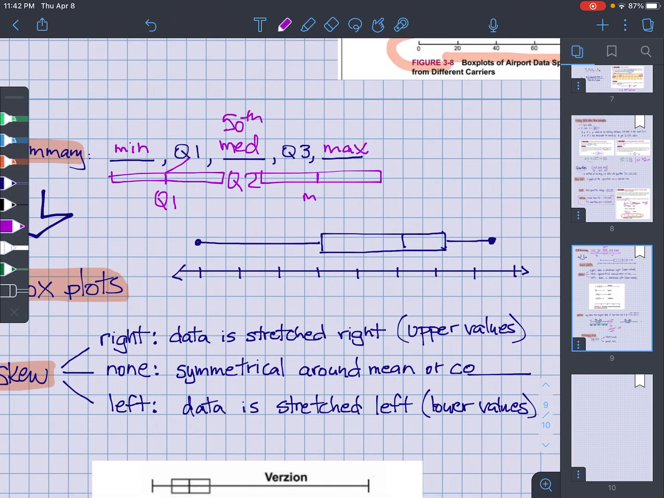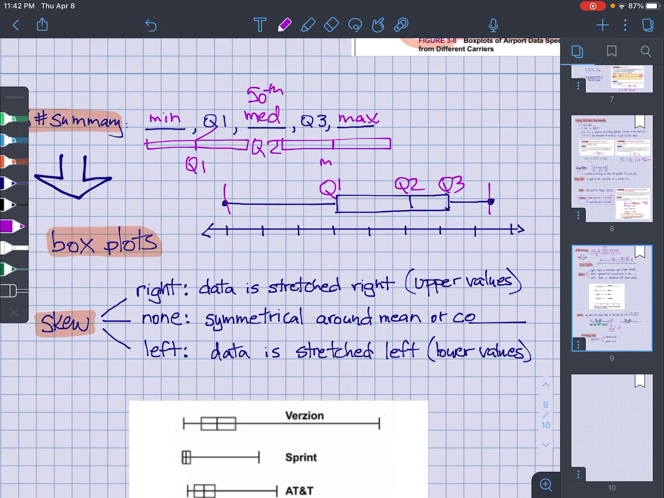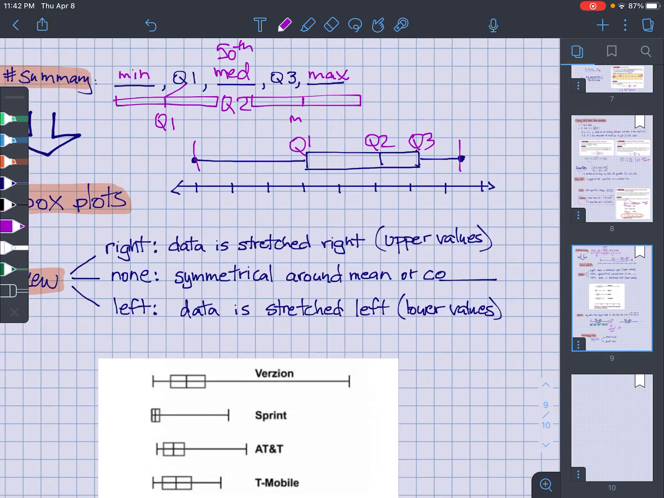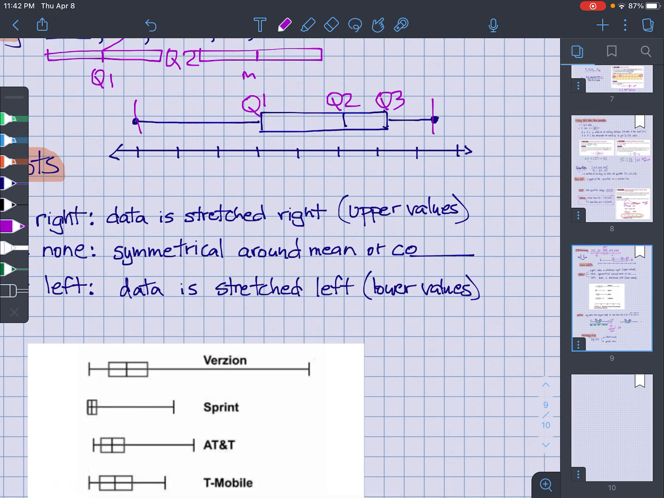All right, and so we can see, again, there's the box plot, the graph. We can see here's, again, Q0, the min, the max. Here's Q1, here is Q2, and here's Q3. So there's 3 different ways to describe skew. It's either right, none, or left. The data is stretched to the right if the upper values are, so it's skewed right. If there is no skew, then we would say that it's symmetrical or that it's constant values.